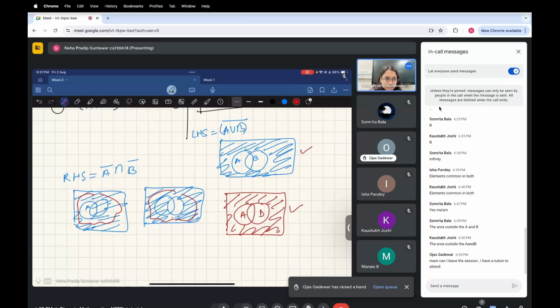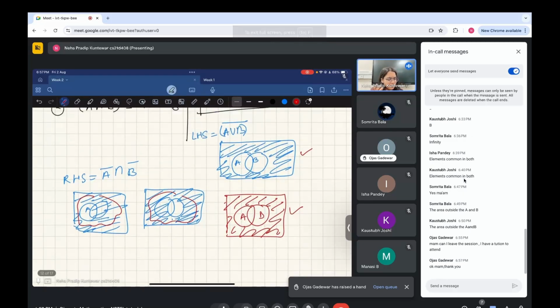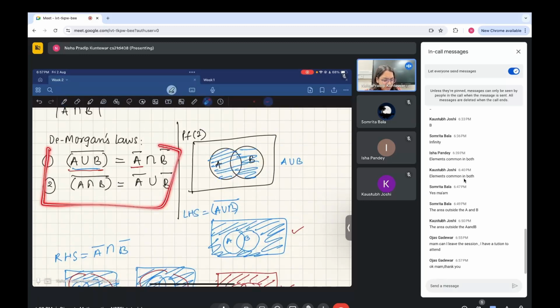Okay. So this is one way of verifying that the De Morgan's law is correct, and similarly you can try to verify the same for the second identity as well. So now that you know both the laws, try to use this to show the expression that we wanted to show.